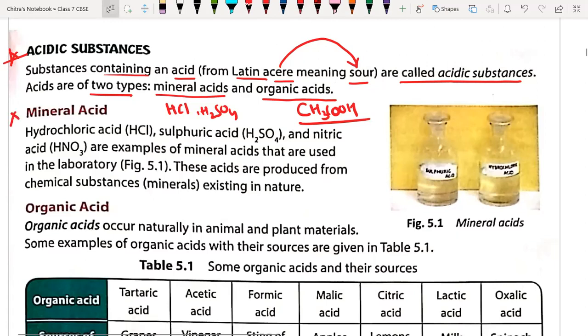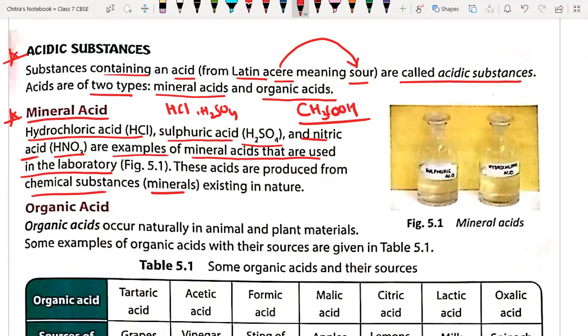Okay, so now we are going to discuss the first type of acid, called mineral acid. Hydrochloric acid, HCl, sulfuric acid with formula H2SO4, and nitric acid with formula HNO3 are examples of mineral acids, which are used in the laboratory. These acids are produced from chemical substances called minerals. So they are formed by minerals. That's why they are mineral acids, and they exist in nature also.